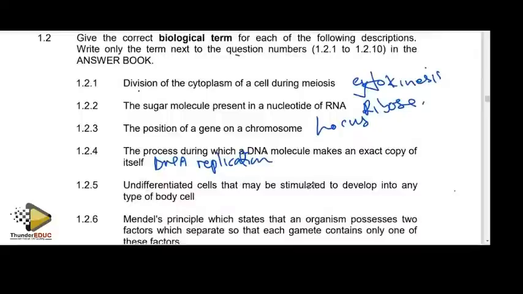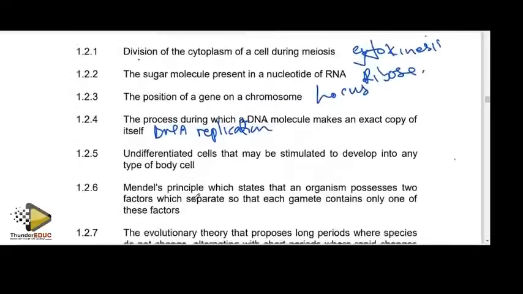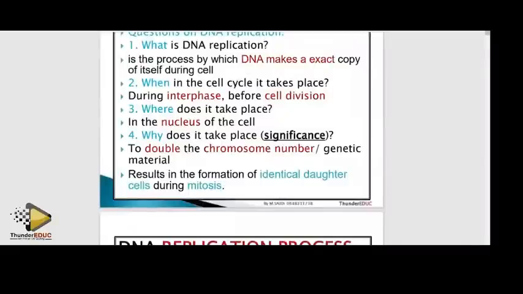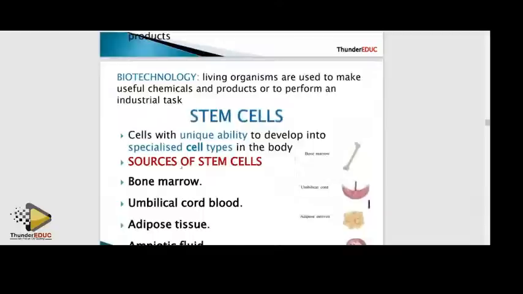An undifferentiated cell that may be stimulated to develop into any body cell. So we call these ones stem cells. So where do we find this? We'll find this in our book, in genetic engineering. Yeah, there we go.